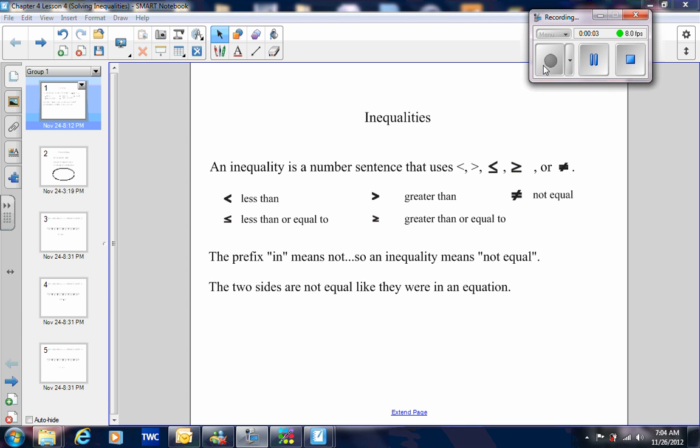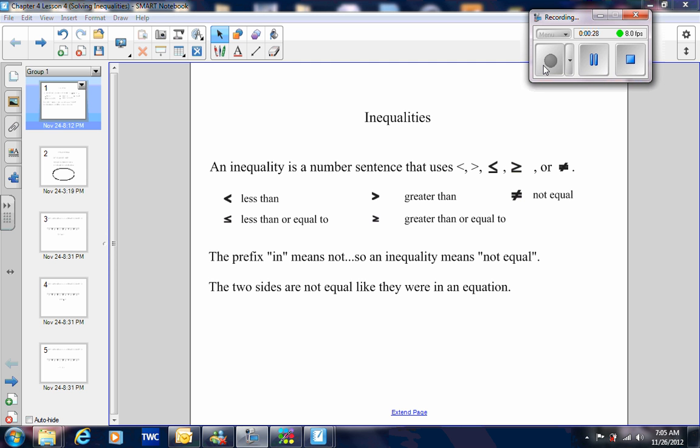All right, we've talked about writing equations and solving equations and what variables and all those things are, how they're used. And now we're going to head into inequalities. An inequality is a number sentence that uses less than, or equal to, greater than or equal to, or not equal to.